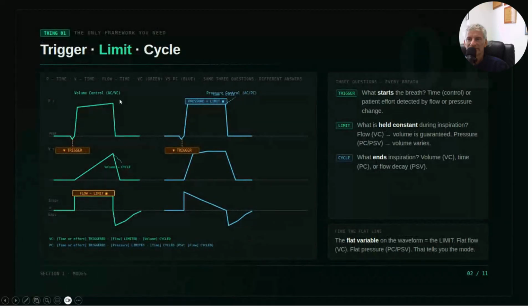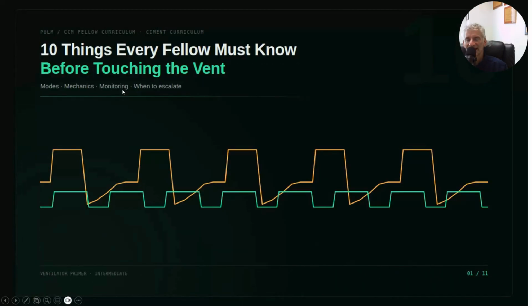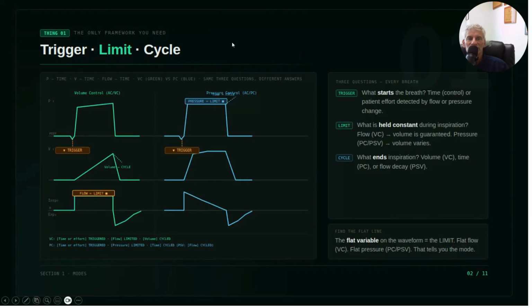We're going to talk about ventilators, okay? We're going to talk about 10 things that every fellow should know before touching the ventilator, before even a resident should know. So when you talk about ventilators, we talk about trigger, target, cycle. Trigger, limit, cycle. Trigger is what starts the breath. Limit is what is held constant during the breath. And then cycle is when it stops, okay?